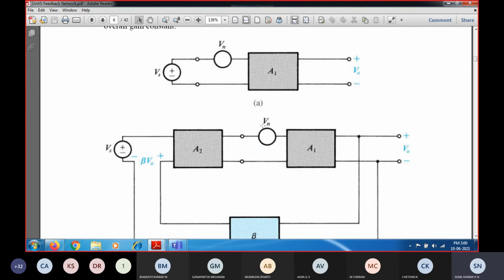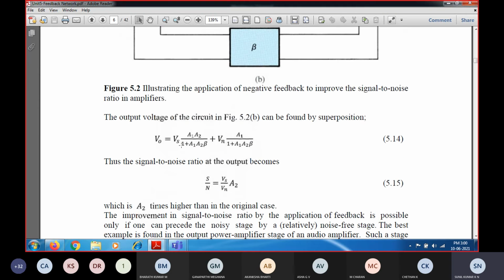For the second case, I remove the noise signal because it is superposition, and apply only Vs. Vs is applied through A1 and A2. So V0 will be equal to Vs into A1 into A2, divided by the total loop, 1 plus A1 A2 beta. This is what you get when you apply the signal source alone.